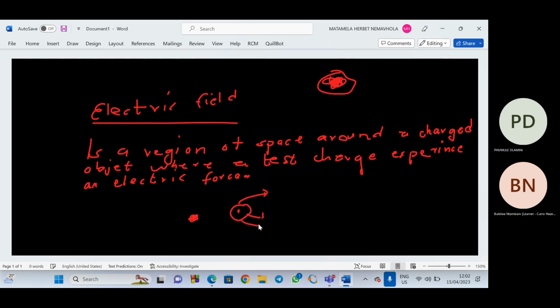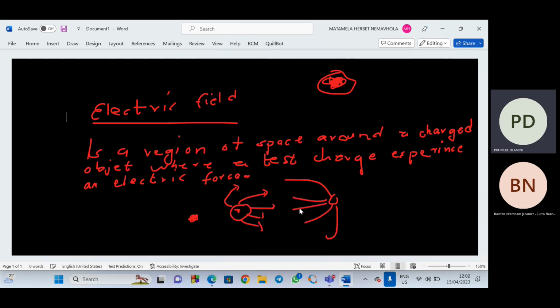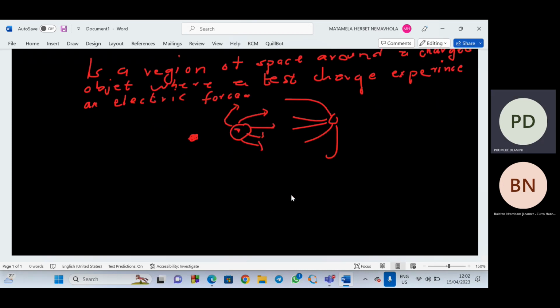You remember? Yes, I remember. So let's say if it's negative, then these charges will come and meet somewhere like this. That is the meaning of the direction. We're still going to do that. This one, I'm just giving you an example. So these are the directions.